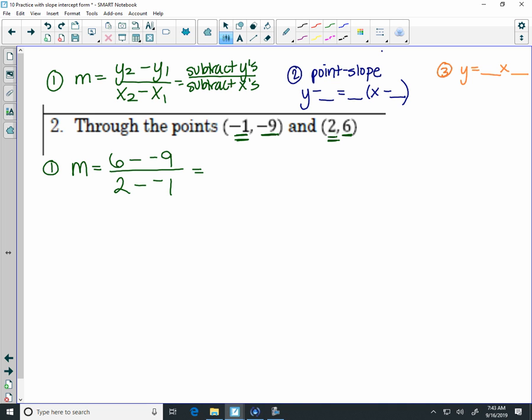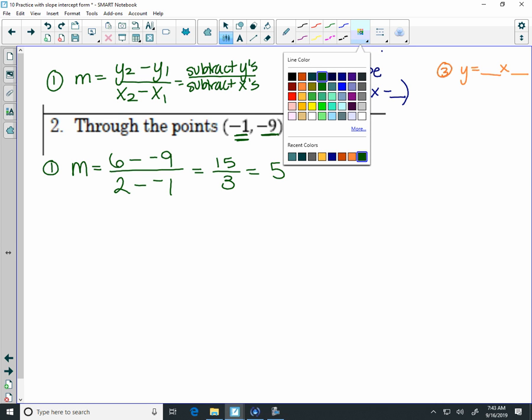Minus and negative turns into positive. So if you're doing this in your head, you can absolutely just turn those into pluses. If you're doing this in Desmos, you can do minus and minus. It'll take care of it for you. 6 minus -9 is positive 15. 2 minus -1 is positive 3. 15 divided by 3 is just 5. So that'll be a lovely number to plug into our point slope equation.